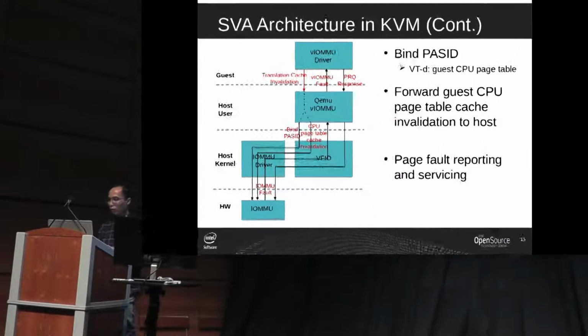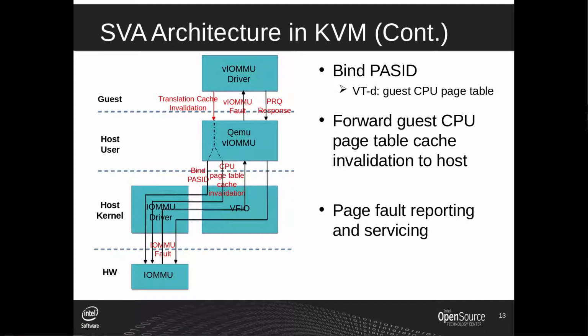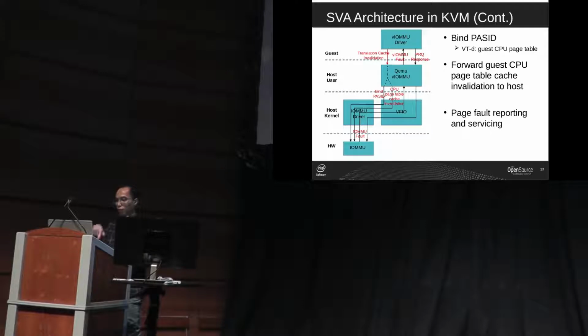And after the page request is addressed, it will send the page response, and such a page response will be forwarded to the host. Then the host IOMMU will send it to the device. That's the whole path.